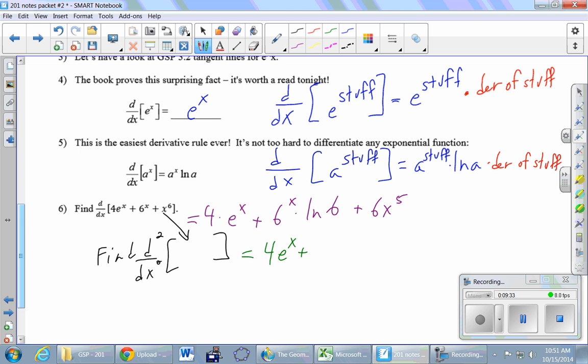Plus. Okay, now we've got this 6 to the x times ln of 6. So first of all, the ln of 6 is a constant. And constant multiples do what when you take derivatives? They stay. So I'm going to bring the ln of 6 to the front just so that I don't forget about it.